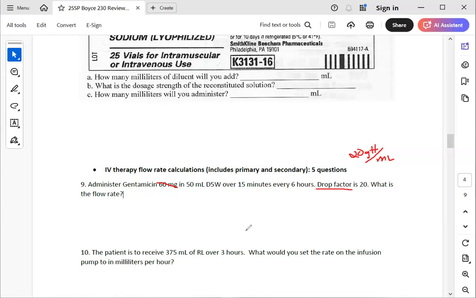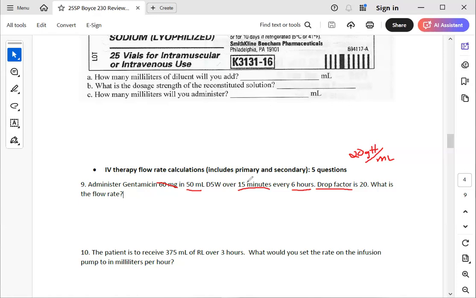But if we're calculating flow rate, all we care about is volume over time. Okay. So we have our volume of 50 milliliters, and then we have time. We have 15 minutes, and we also have 6 hours. So when you see these two times, in order to reconcile what to utilize, the 50 milliliters over 15 minutes is what you're looking to focus on. Every 6 hours just means that you're going to repeat it every 6 hours.